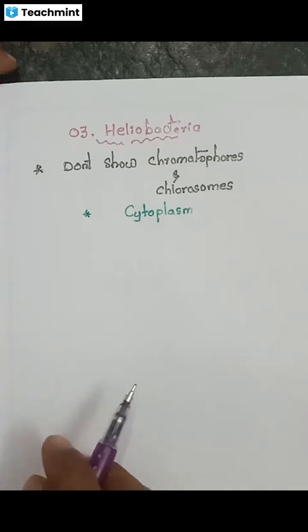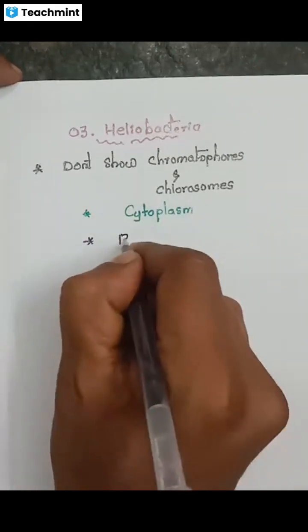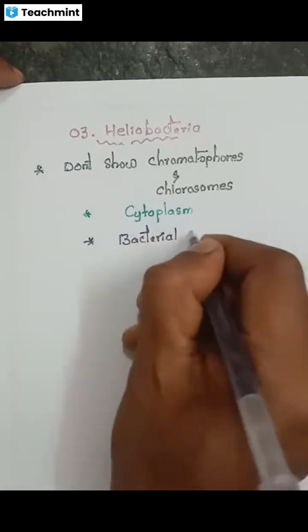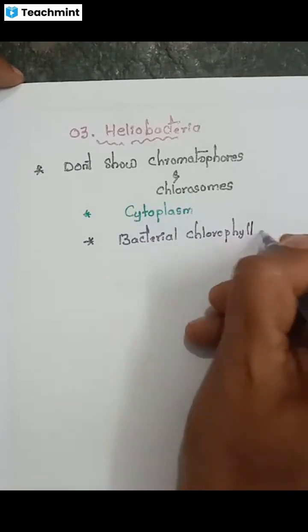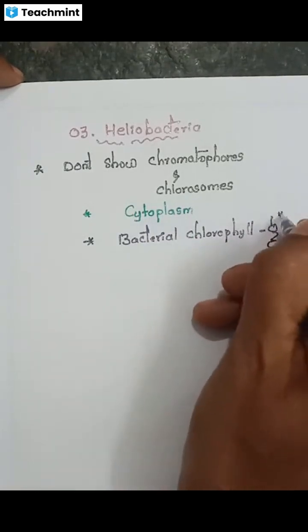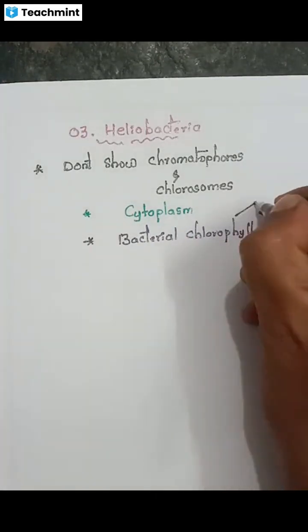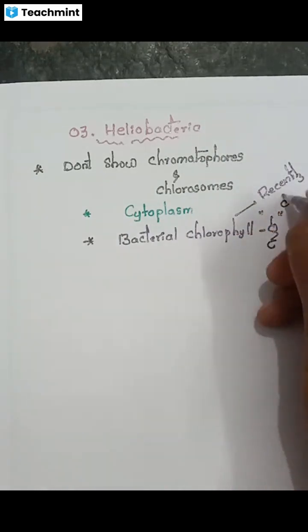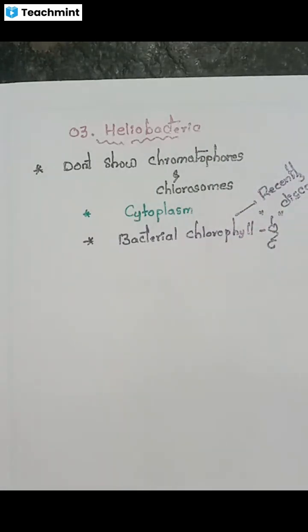So the heliobacteria consist of bacterial chlorophyll G. This is the important one, bacterial chlorophyll G. The heliobacteria consist of bacterial chlorophyll G. It is recently discovered. Clear?